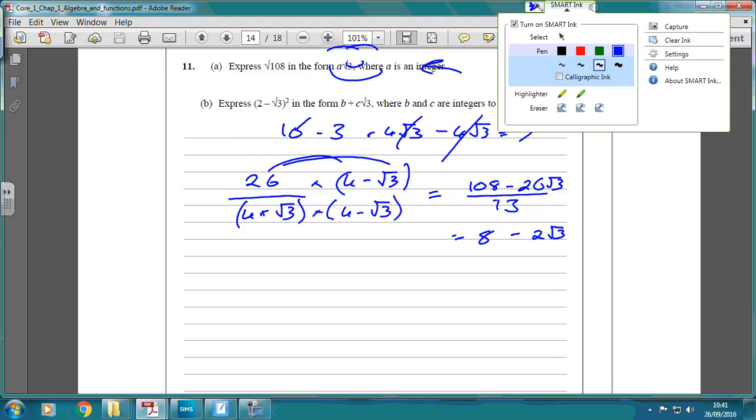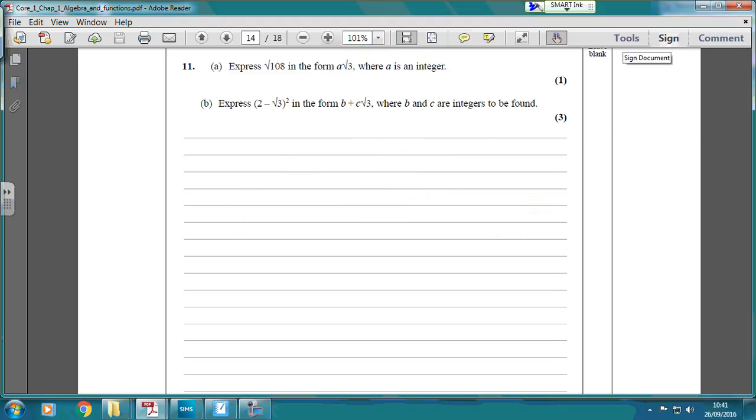Okay, next question. Again, all similar stuff. 108 in the form A root 3. So the fact they're telling you that it's going to be something root 3 means I'm going to break 108 down into the square root of something times the square root of 3. So what would you multiply 3 by to get 108? Well, that's going to be 36. That's going to be 6 root 3. They pretty much gave you that answer there.